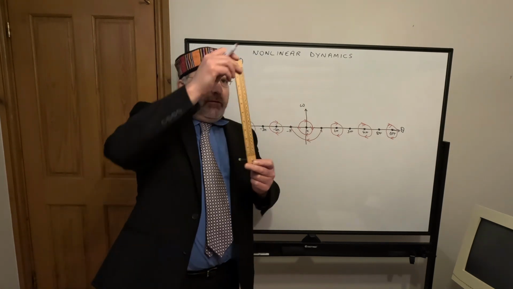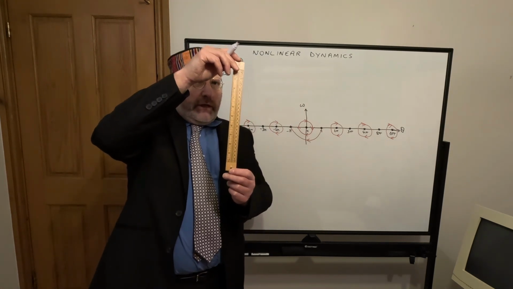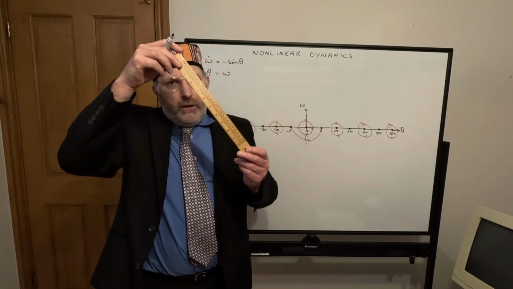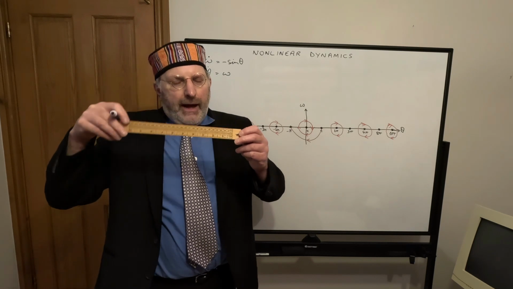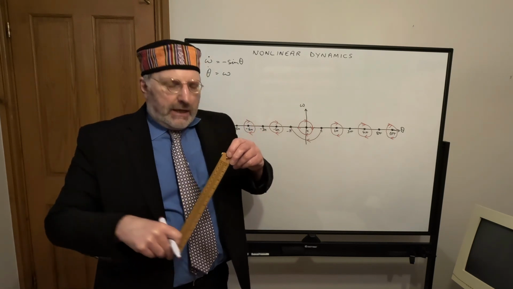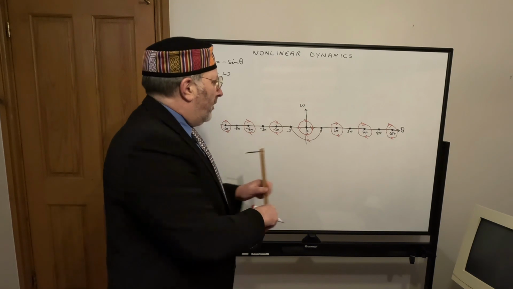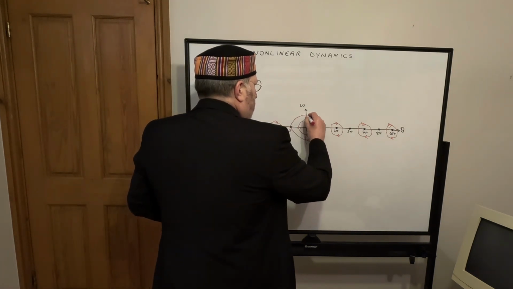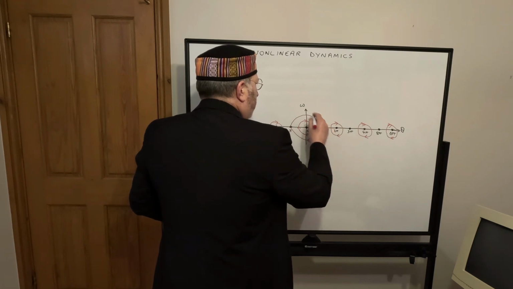And what could then happen from here is that it comes back this way, which would just be the opposite. Now omega is positive and theta is increasing. So it will go round, reaching its maximum at the top of the swing.